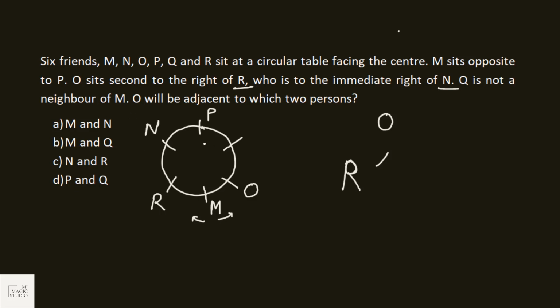So we are left with only who? M. And it is given that Q is not a neighbor of M. Obviously, Q is not a neighbor of M. Q would be here. M, N, O, P, Q, R. Bingo. This is the setup. O will be adjacent to which two persons? O will be adjacent to Q and M. Q to its right and M to its left. M and Q, option B fits in.